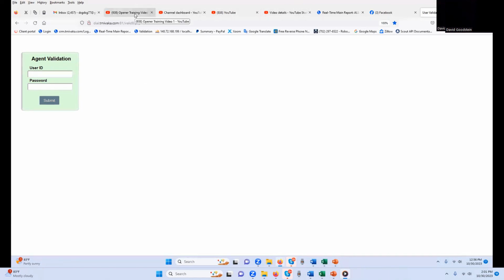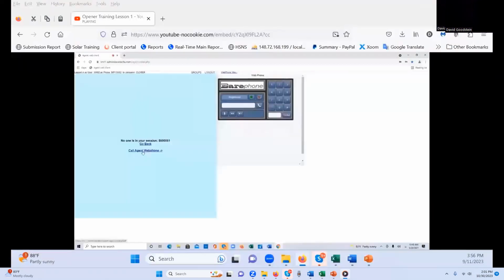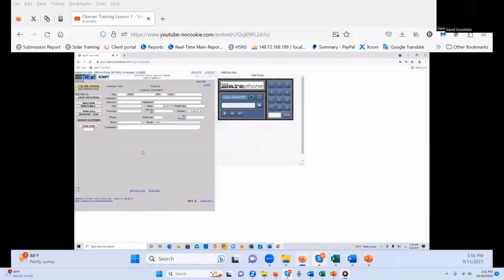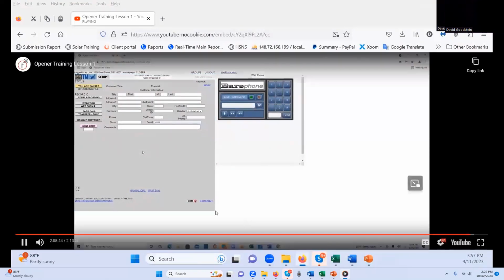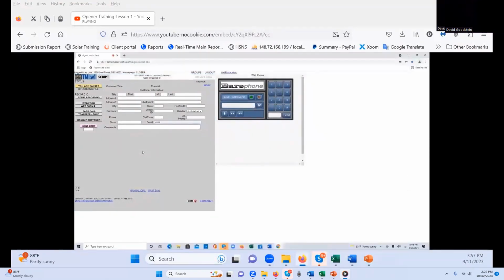Then we're going to log into the dialer. Log in. You are currently the only person in this conference. If you do not hear that recording, start the process over. You must hear that recording. If you don't, you will not be able to hear the customer. The customer will not be able to hear you. You must hear that introduction recording.